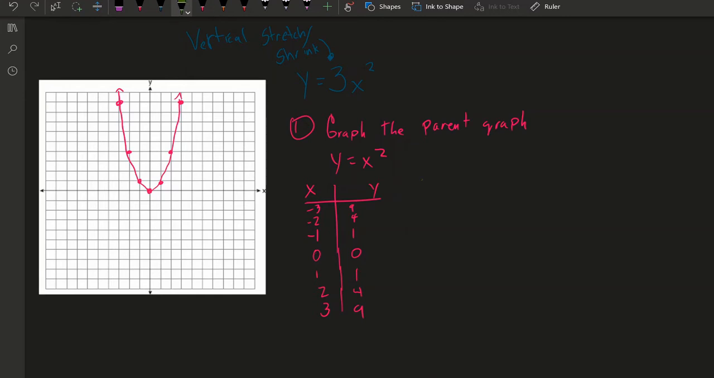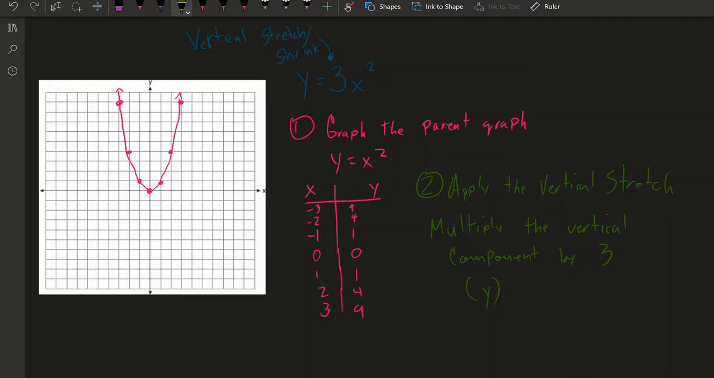Okay, now step 2, we are going to apply the vertical stretch. So in this case, the vertical stretch is 3. And so what I'm going to do is multiply the vertical component by 3. And in this case, when I say the vertical component, I mean the y value. So the x is the horizontal, and the y is the vertical.